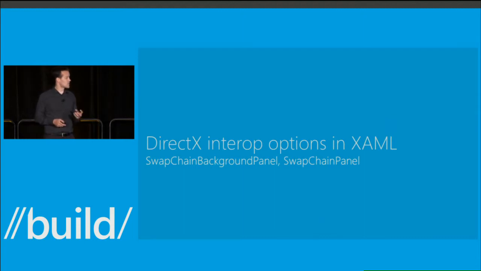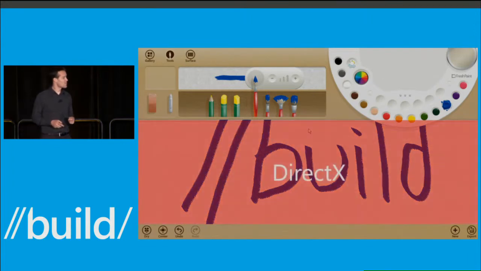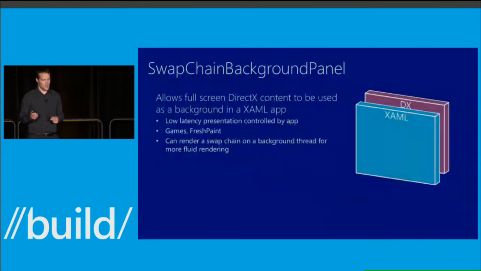The next set of interop options in XAML are all based around swap chains. In Windows 8, we had SwapChainBackgroundPanel, and in Windows 8.1, we've introduced SwapChainPanel, which I'll talk about shortly. So FreshPaint, once again, my favorite example. The SwapChainBackgroundPanel is what those guys use to get the fluid inking experience they have in that application. This is an API that allows you to use DirectX content, the swap chain, as the background for a XAML app. So it allows low latency presentation, as I said, and you can also do the rendering and presenting of your swap chain on a background thread.